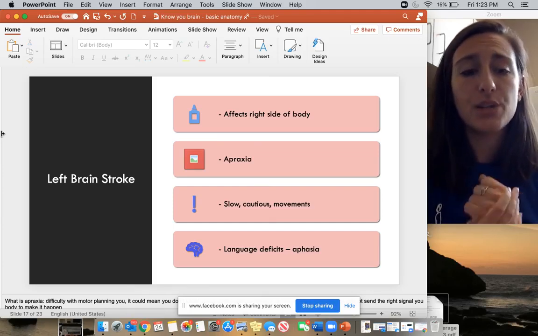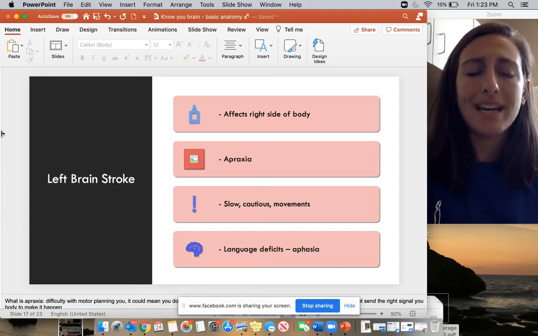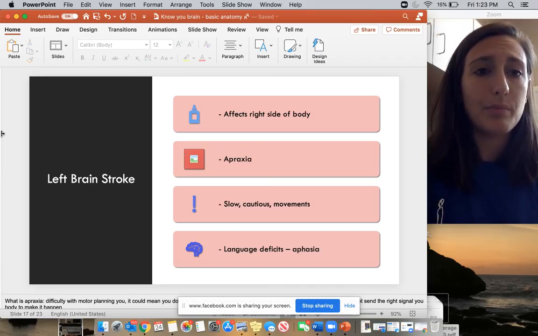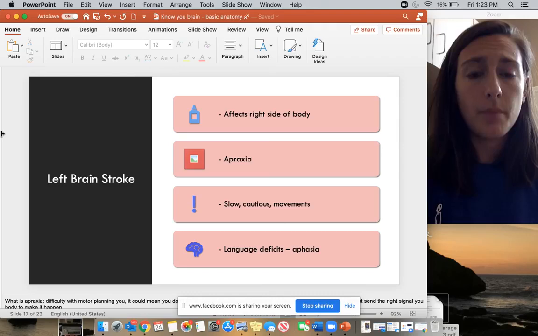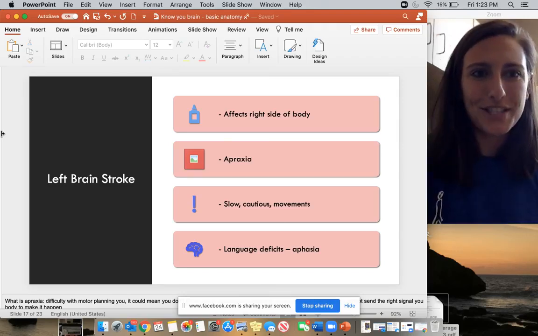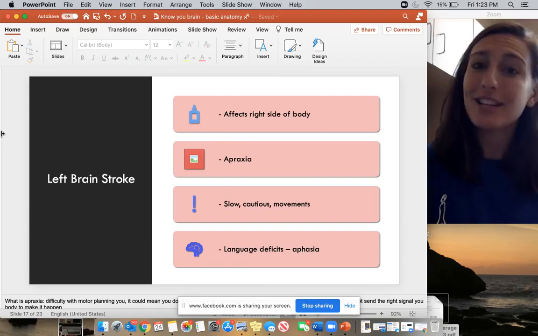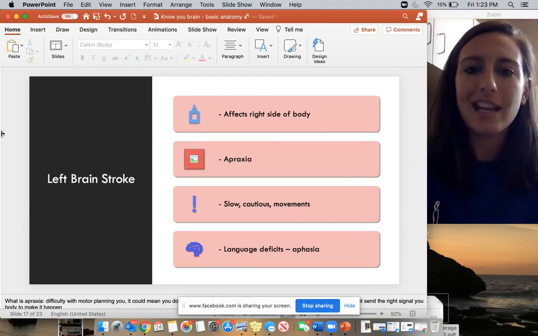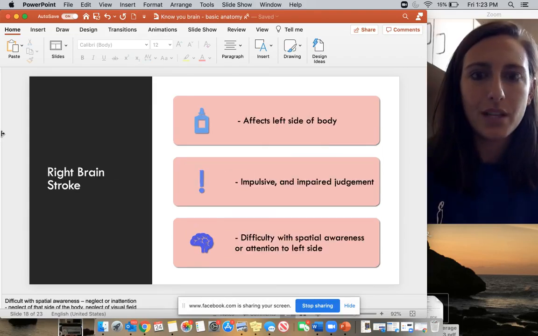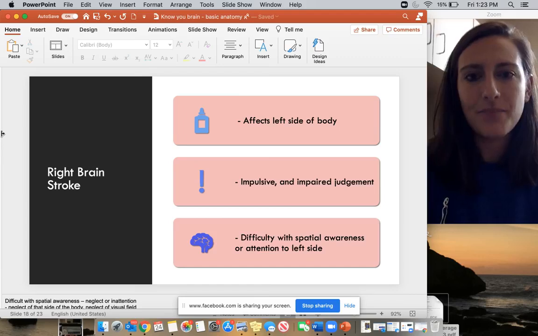Also, the left brain is where you may have difficulties with language as well. This is what we would call aphasia. And Lorraine will be going more into that because there is an entire world of aphasia that I definitely could not do justice to. So we're going to be covering that in another education session.